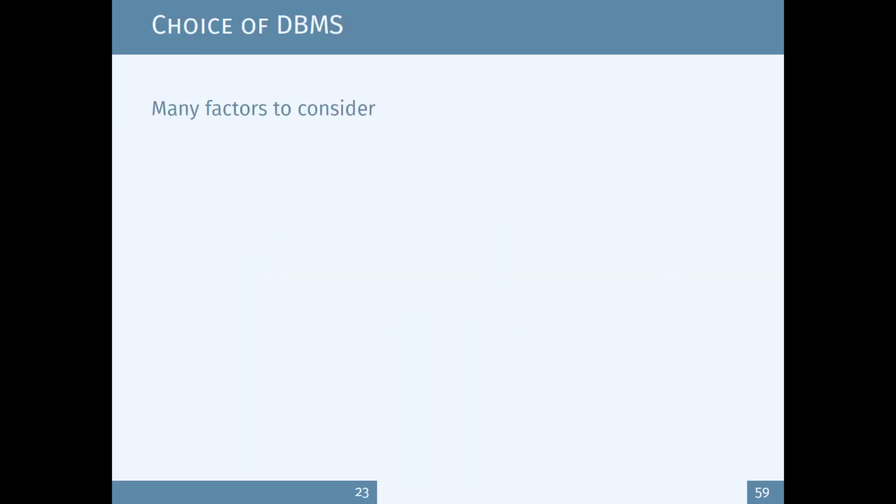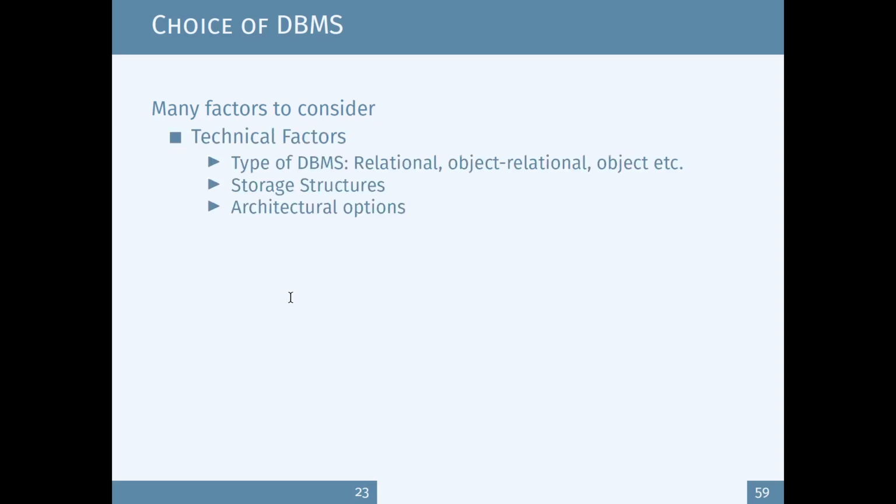Third step, we call choice of the database management system. There are many factors you need to consider. You have to consider at least three. One, technical factors. For example, what type of database management system you want to have, right? Whether you have relational or object relational, object database, or if you look at the recent development, maybe you can think of NoSQL databases. Storage structures and architectural options. So these are what we call technical factors.